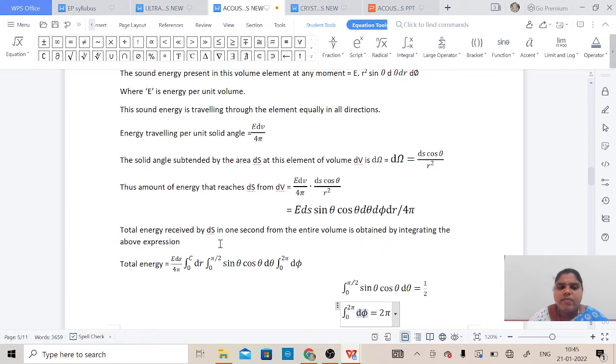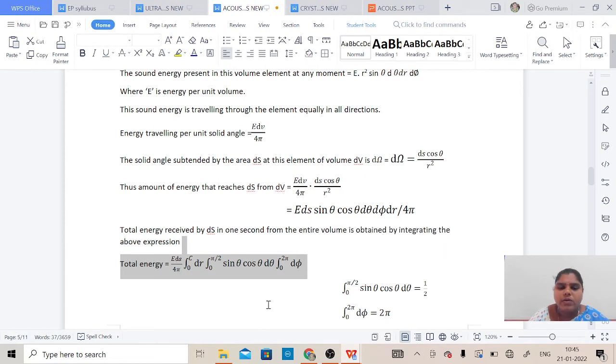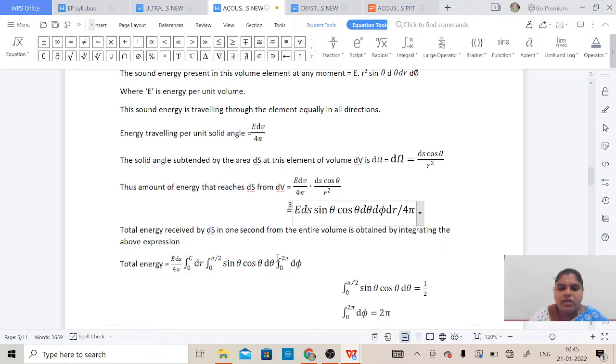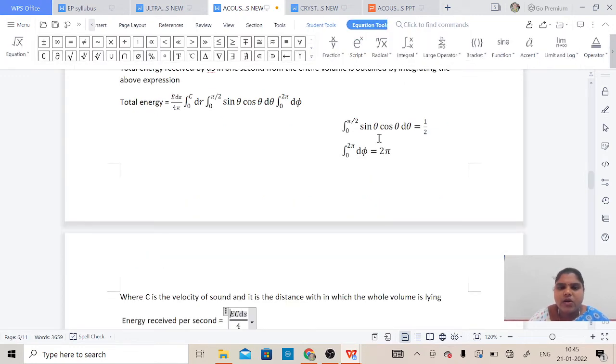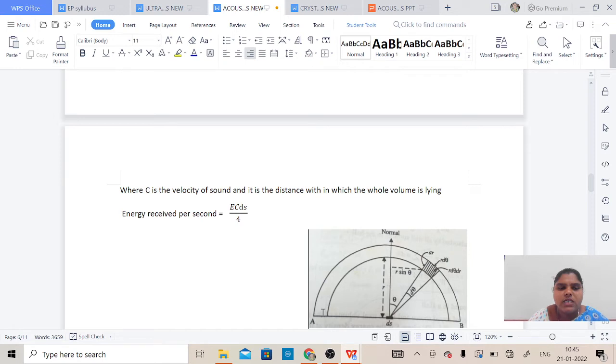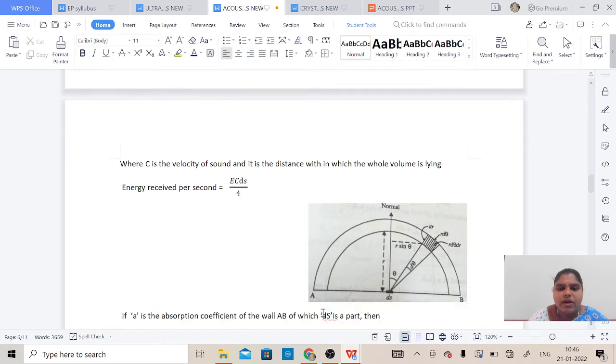So the total energy received by ds in 1 second from the entire volume is obtained by integrating the above expression. Now E ds by 4 pi is a constant, integral 0 to c dr, integral 0 to pi by 2 sin theta cos theta d theta, and integral 0 to 2 pi d phi. So those are the limits. This value becomes 1 by 2 and this value becomes 2 pi, where c is the velocity of sound and the distance within which the whole volume is lying. Now the energy received per second is E c ds by 4.